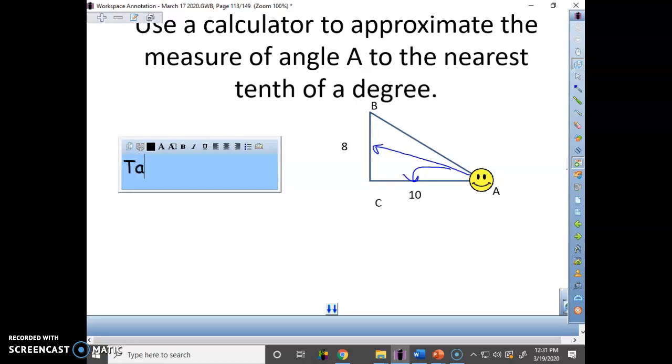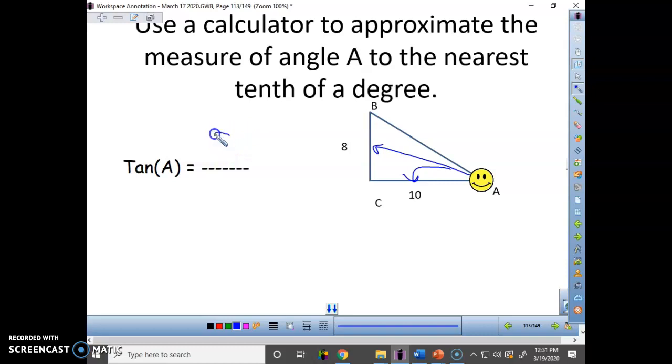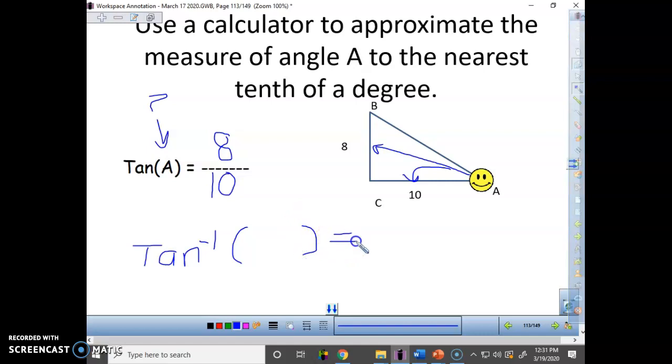Come over here. Tangent of what angle? It's angle A. Is equal to our fraction bar. And on top of our fraction, we are going to have opposite, 8, over adjacent, 10. So we've got our ratio all set up, but we don't know the angle. That's our question. This is where we use our inverse tangent. So I'll just write it like this. We are going to change this now to tan inverse of our ratio will give us our answer.